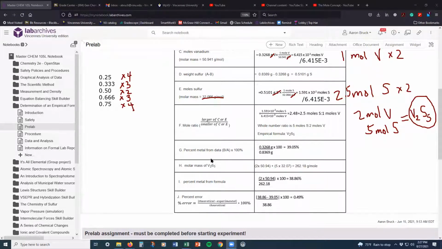These last calculations here, G, H, I, and J, are all ways to test how well we did in making our product. Letter G is all about percents. We're looking at the percent metal, or in this case, the percent vanadium in our product. I take the mass of our vanadium divided by the total mass of the product, and I get a value here, 39.05%. So this is based on experimental data.